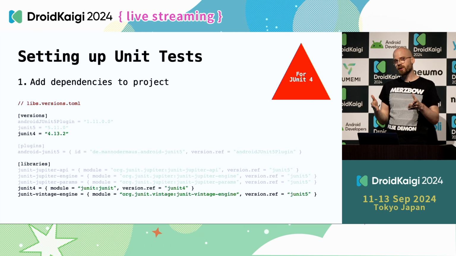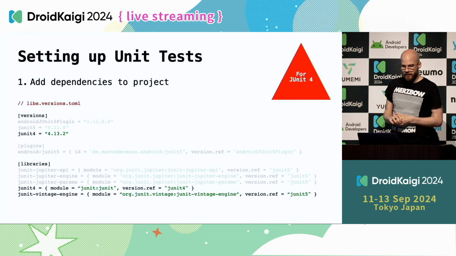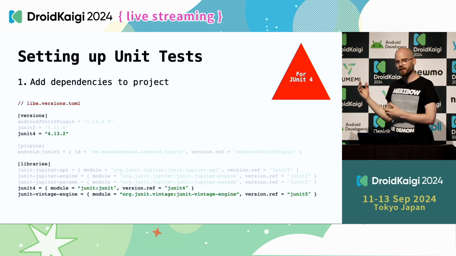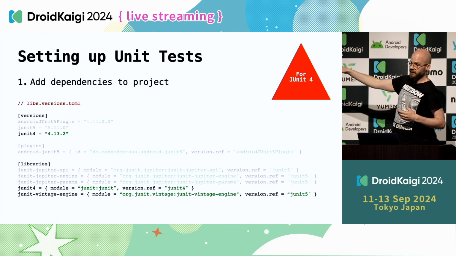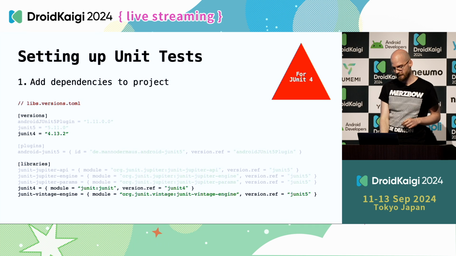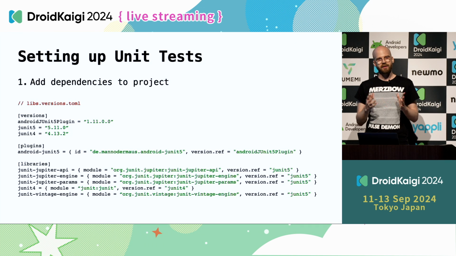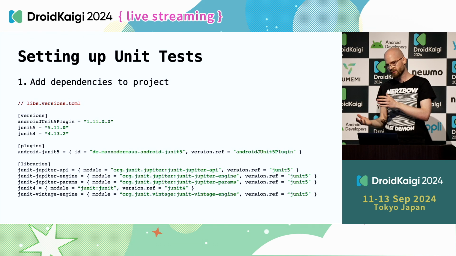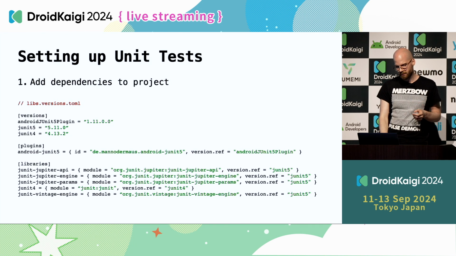Also, if you have JUnit 4 right now, then you also have JUnit 4 in your catalog. And what you want to add is this last line here, the vintage engine. This is important too. And with that, we have set up our version catalog. Let's move over to the build script and actually put these to use.